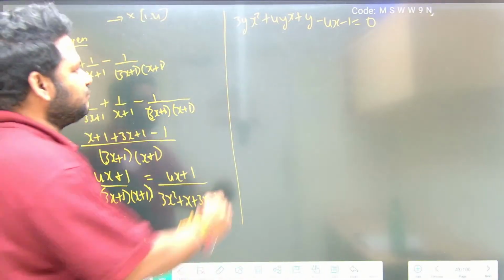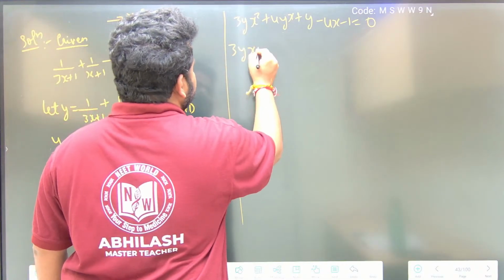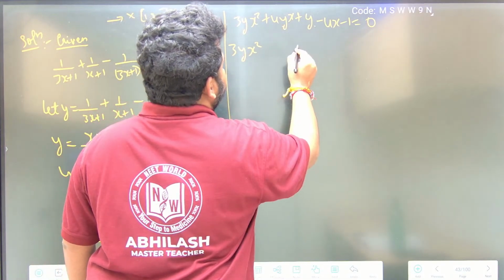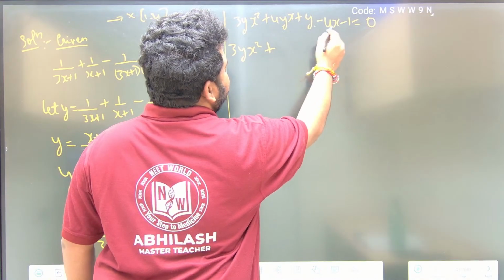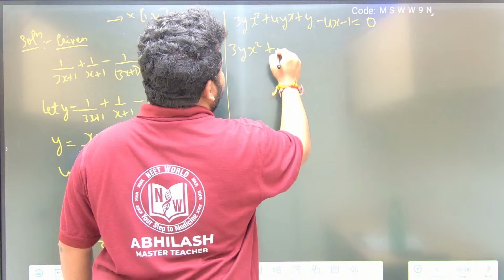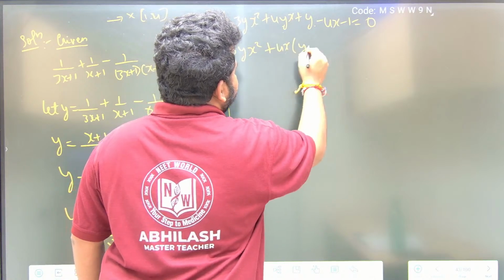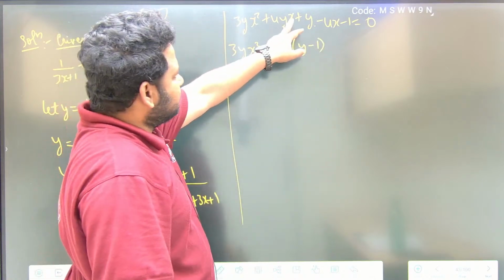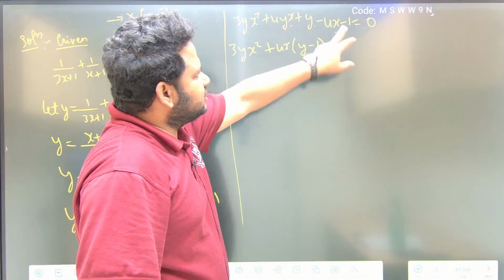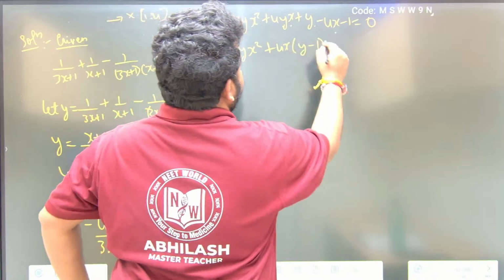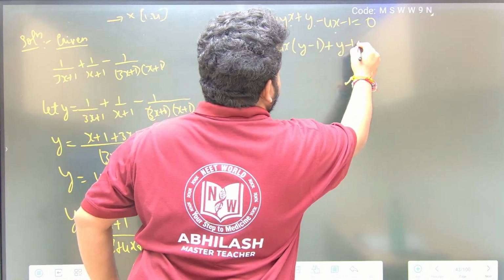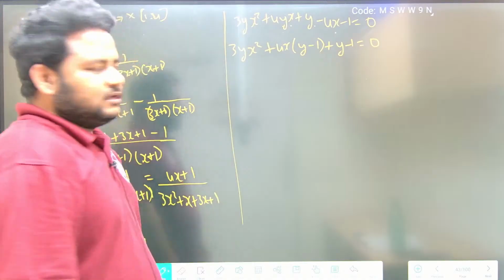Now I will be having what? This will become 3yx square. Here y is there, here y is there, what can I write? 4yx, and here minus 4x. I can write it as 4x into y minus 1, because here also an x term is there. So 4x into y minus 1 plus y minus 1 is equal to 0.